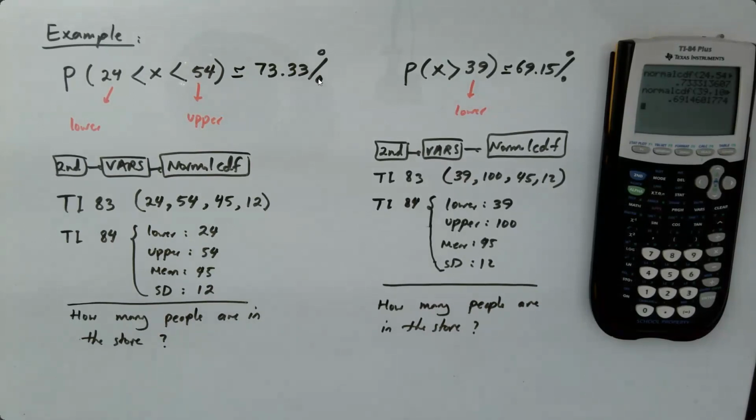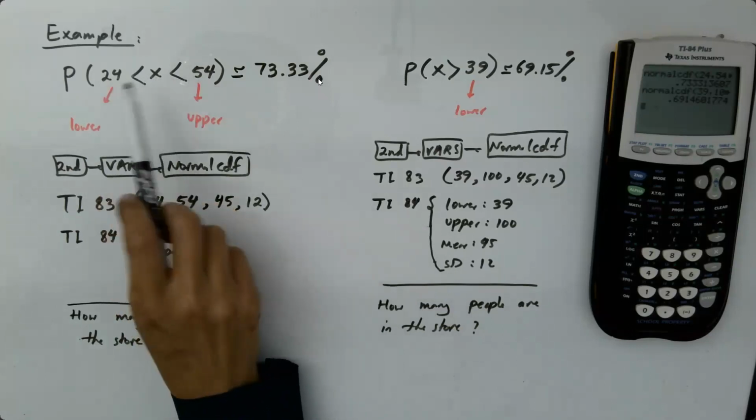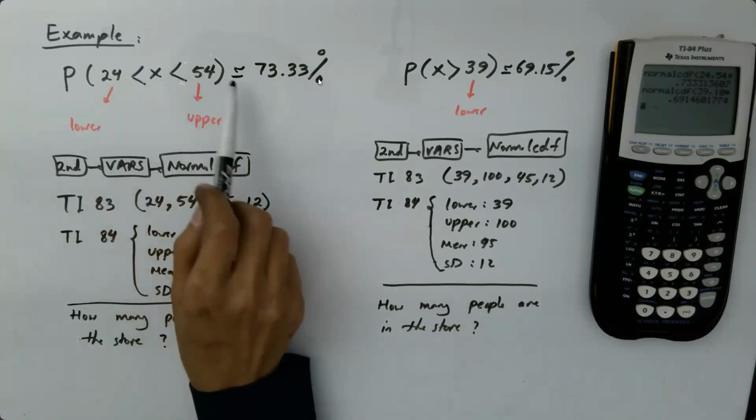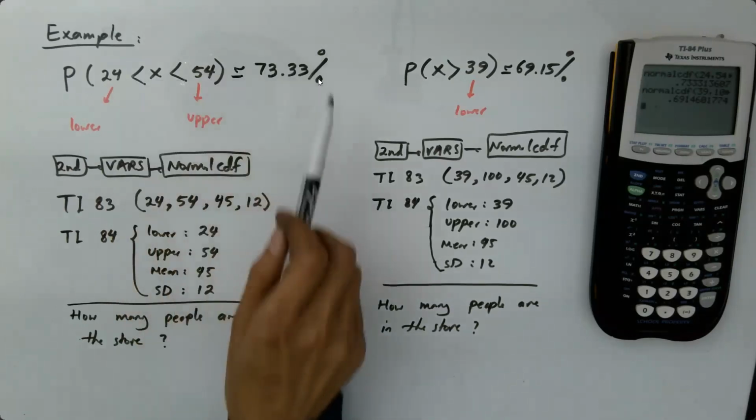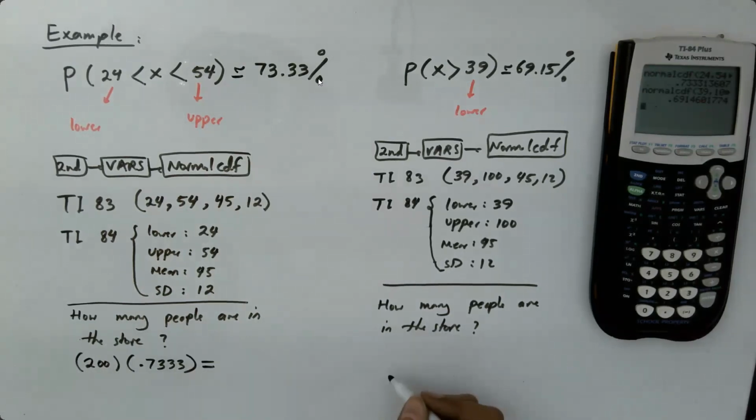Remember that the question says, suppose 200 shoppers enter the store, okay? What is the number of people who spend between 24 to 54 minutes in the store? We have the probability. We have that area. We just need to do the multiplication. 200 people times 73.33% or just 0.7333.